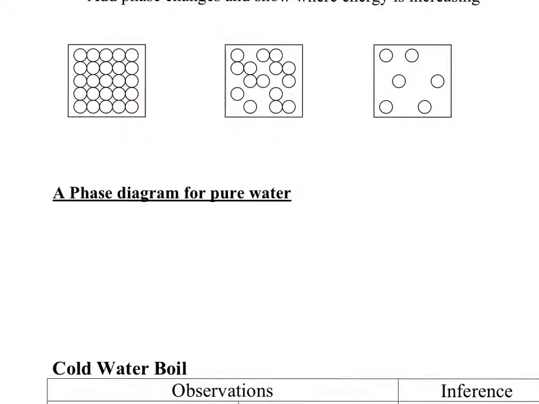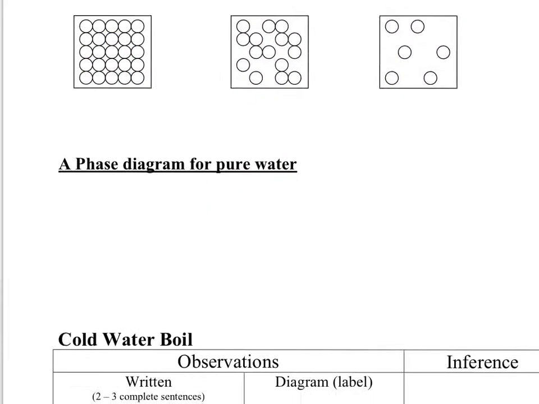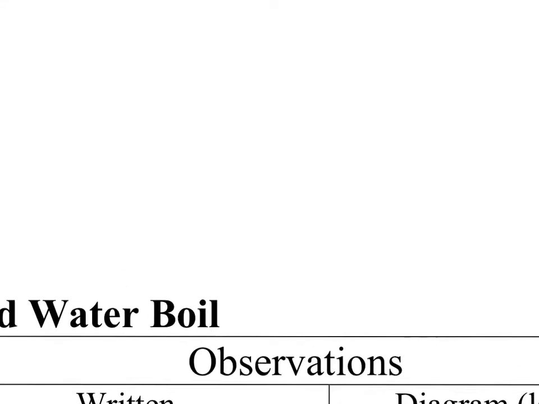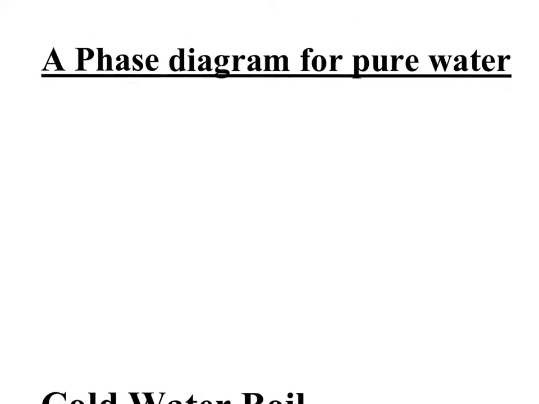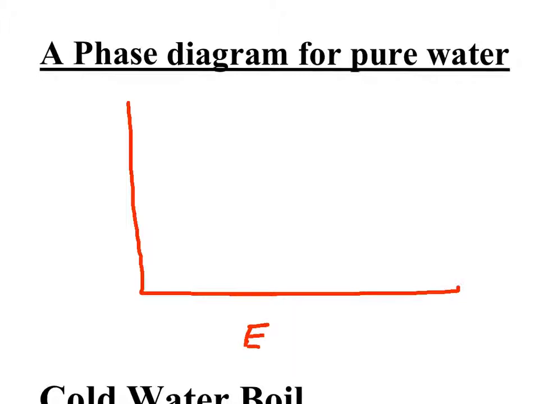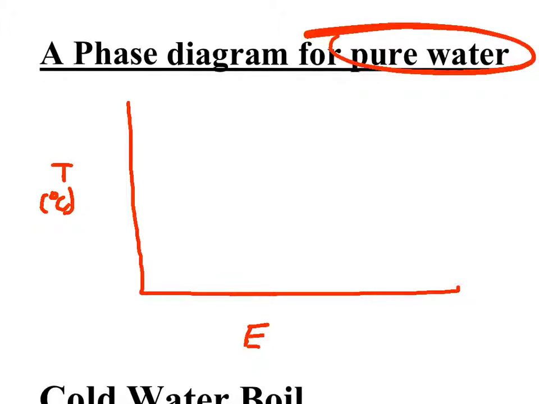The other thing I want to do is talk about phase diagrams real quick before we get into the notes we're specifically talking about. A phase diagram is just what happens when you go through all the phases. So you'd add energy down here, and you would have temperature in degrees Celsius over here. Let's just make this for pure water. You can make a phase diagram for anything.